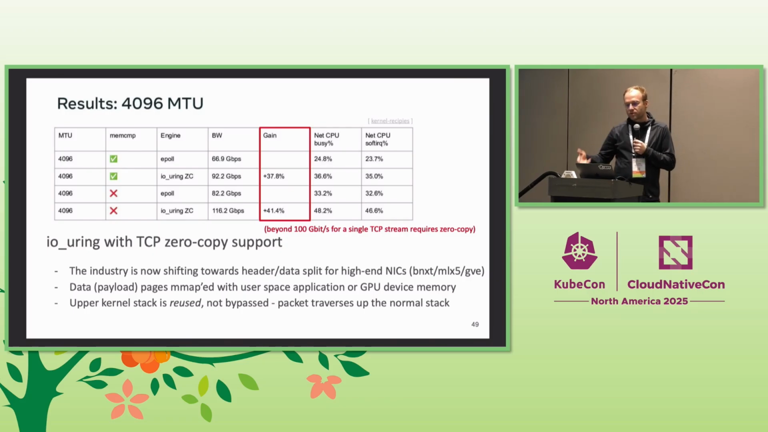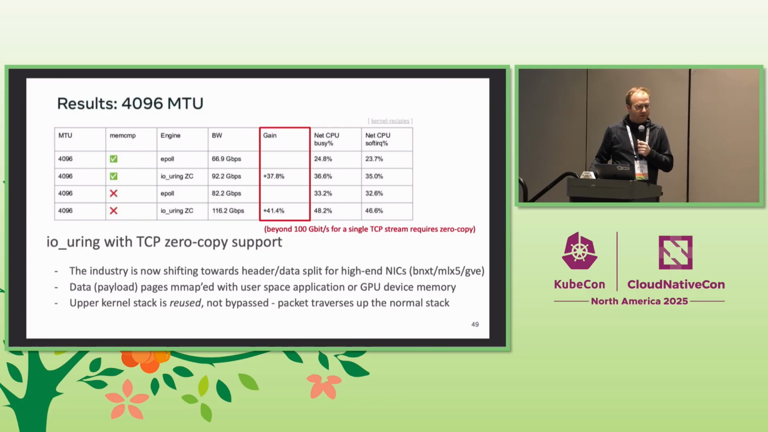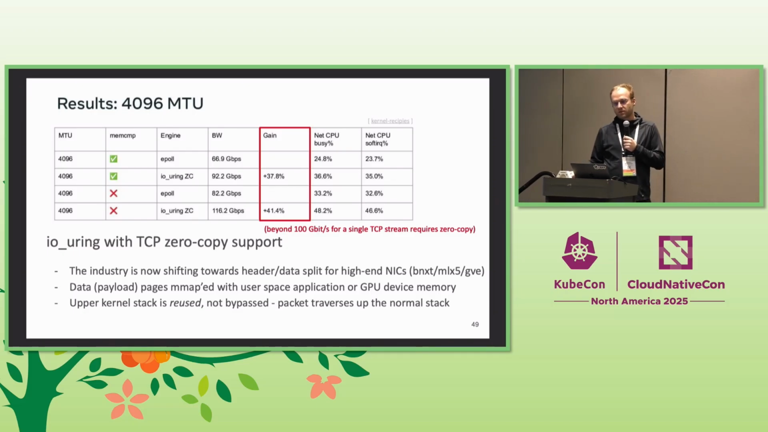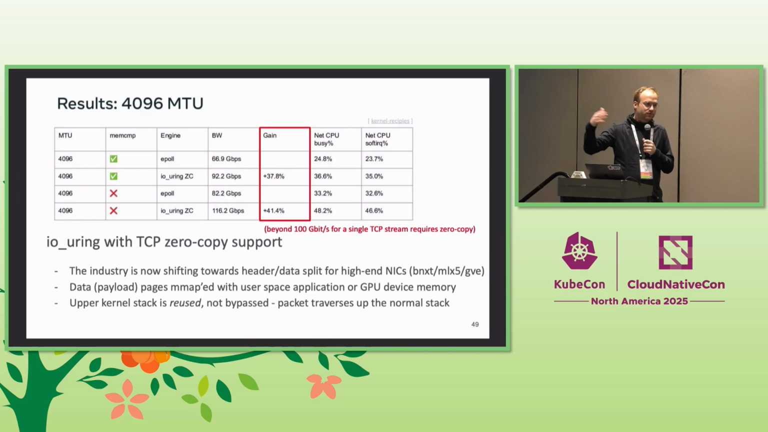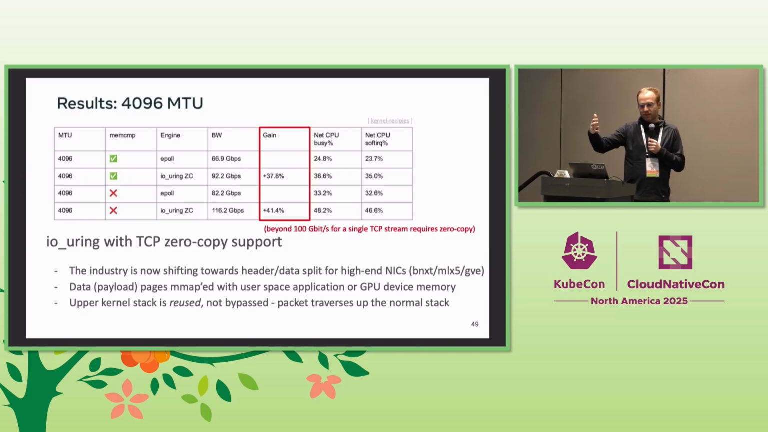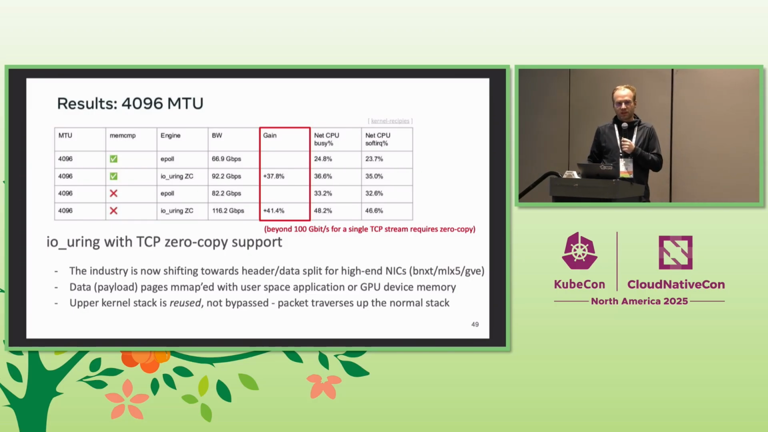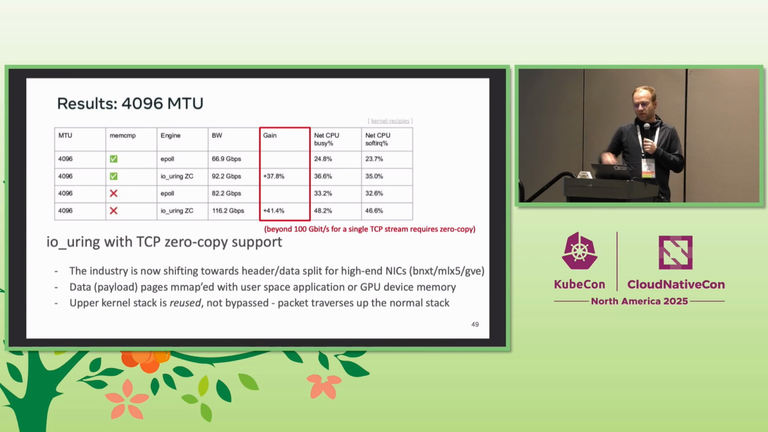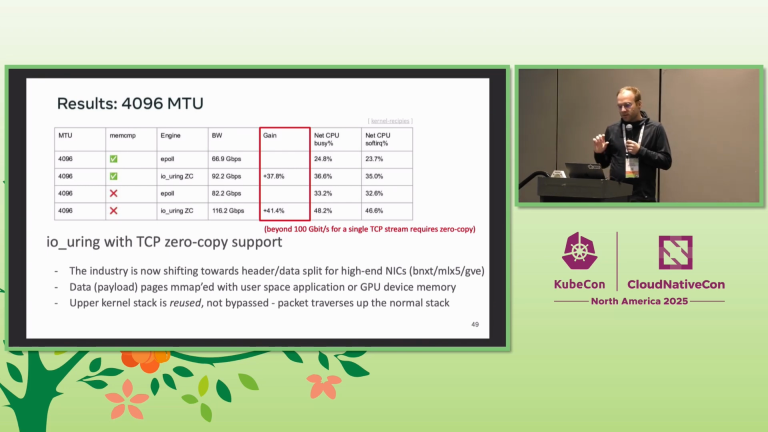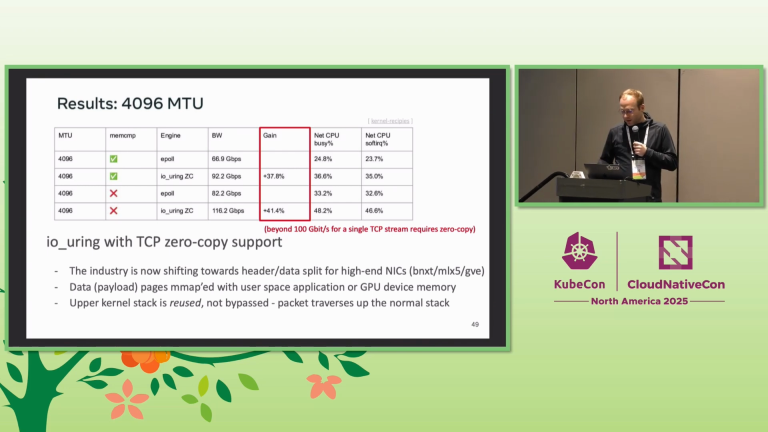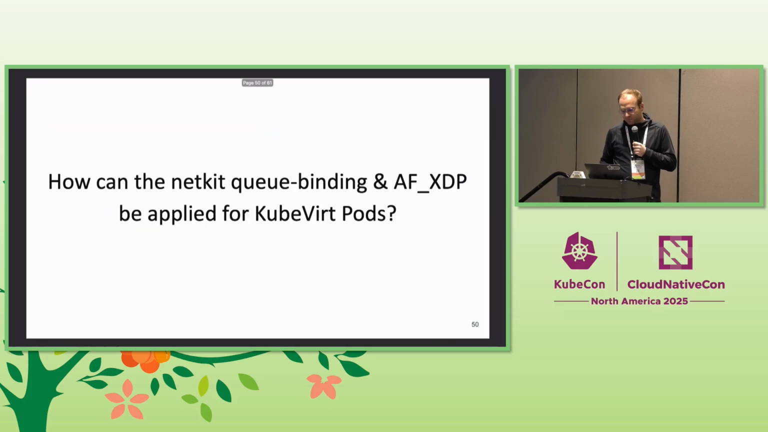And this is really useful for TCP stream flows that go beyond 100 gigabit per second. Because at some point when you get close to 100 gigabit per second, the biggest bottleneck becomes copying of data from kernel to user space. And here, the zero copy mechanism really allows you to go beyond that.